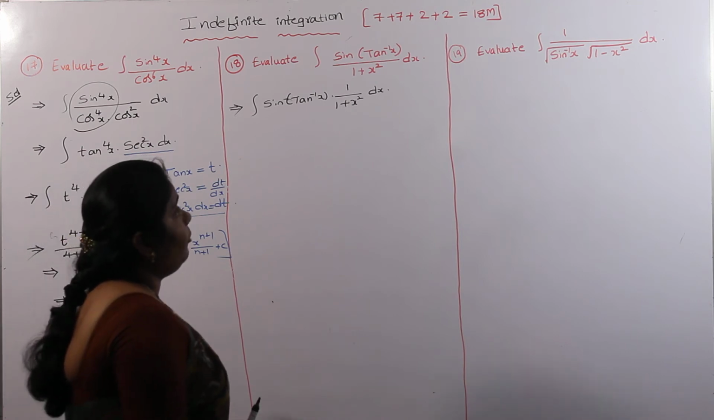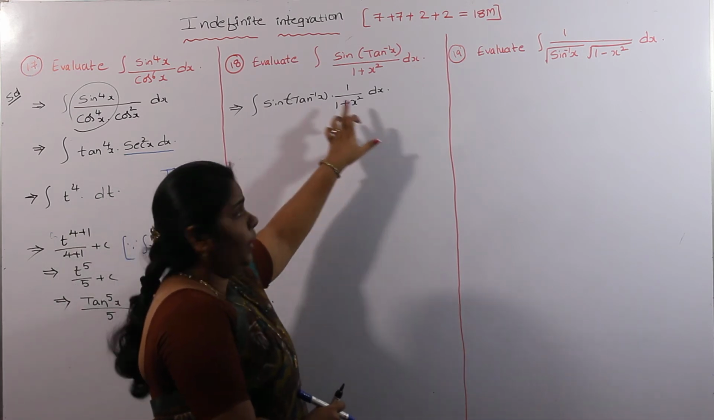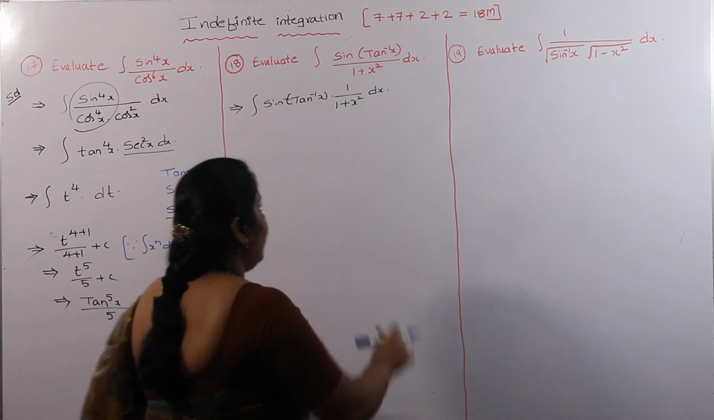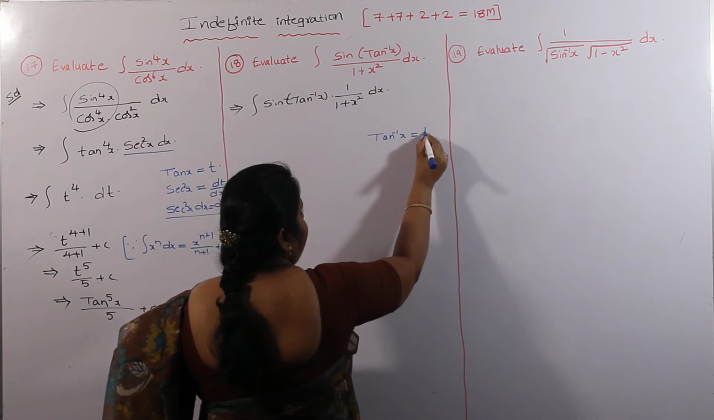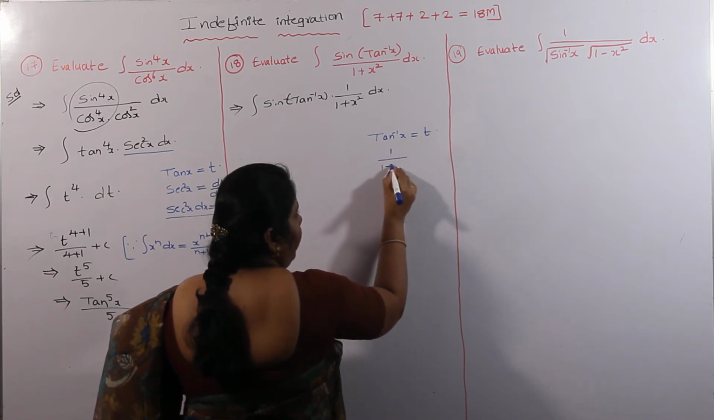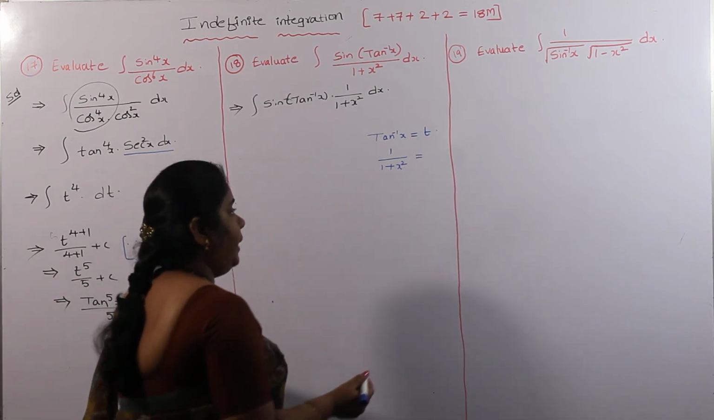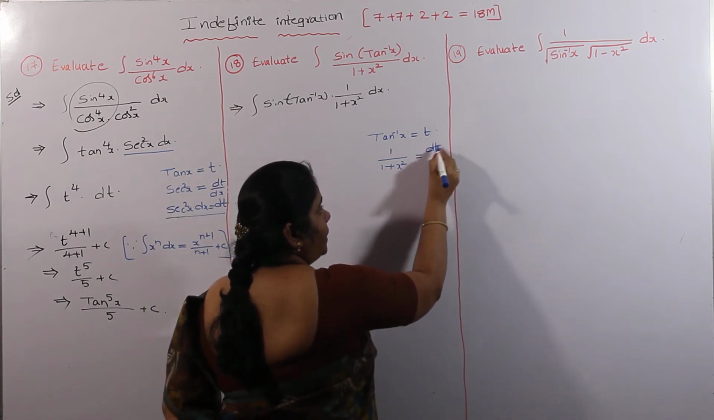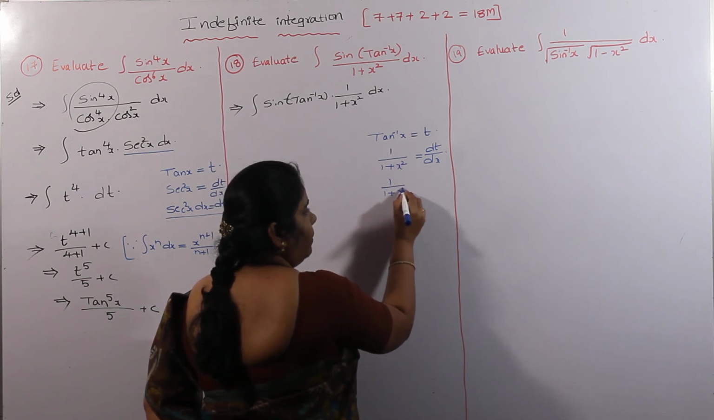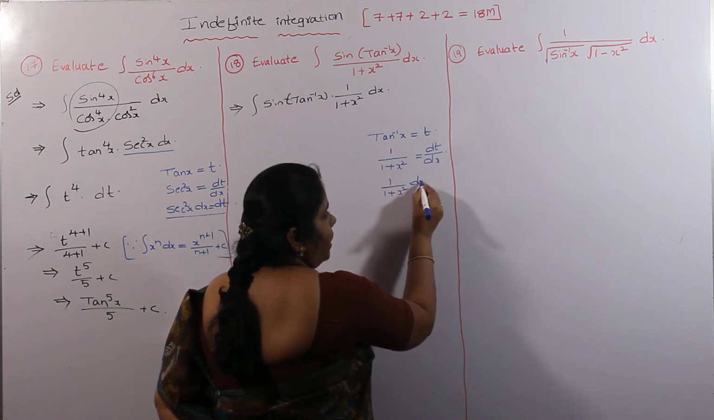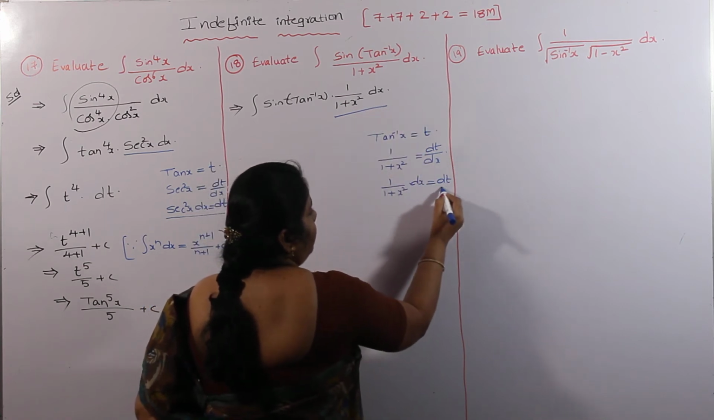Here also, we take the function whose differentiation is present as t. The differentiation of tan inverse x is 1 by 1 plus x squared, so we take tan inverse x as t. Differentiating, 1 by 1 plus x squared equals dt by dx. Transferring dx to this side, 1 by 1 plus x squared into dx equals dt.